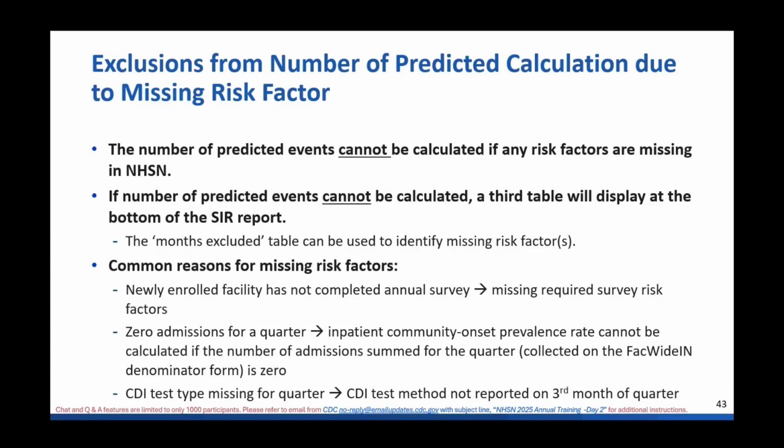Common reasons for a missing risk factor are that it is a newly enrolled facility that had not completed the annual survey yet, or that the facility may have reported 0 admissions for the entire quarter, and therefore the inpatient community onset prevalence rate could not be calculated. And the last reason for a missing risk factor is that the CDI test type is missing, which would correspond to the facility not reporting CDI test method during the 3rd month of the quarter.